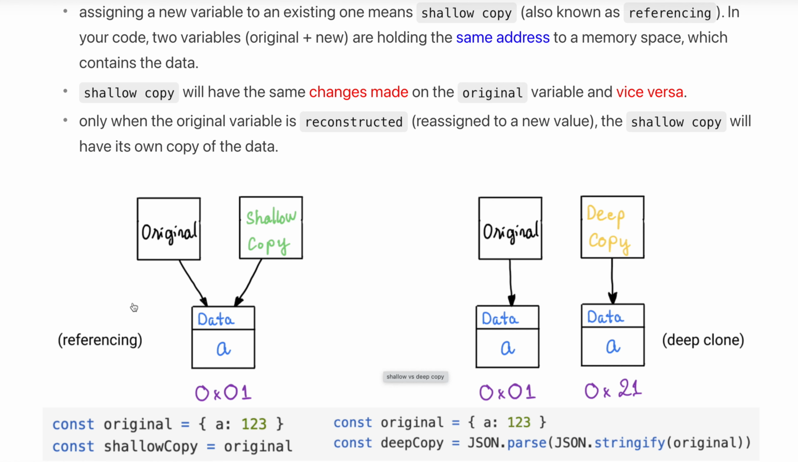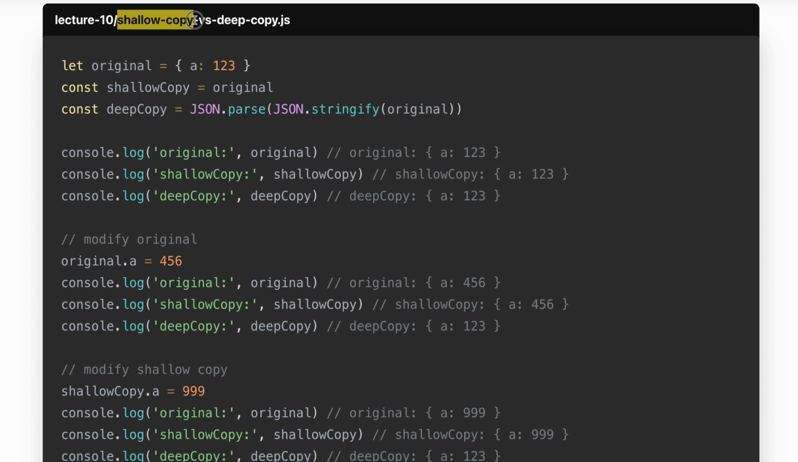So that's shallow copy. In reality, sometimes we need the new variable to have its own copy of the data, and that's called deep cloning. JavaScript doesn't have an official solution, but we can have a simple workaround by turning the original value into a string and then passing that string into JSON, combining these two steps to create a deep clone of the original data.